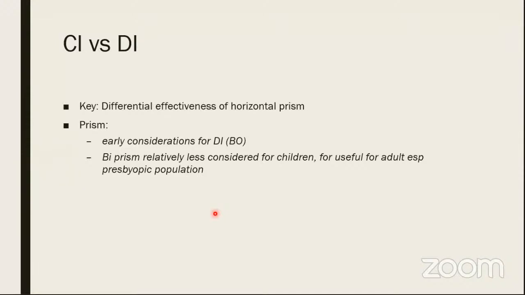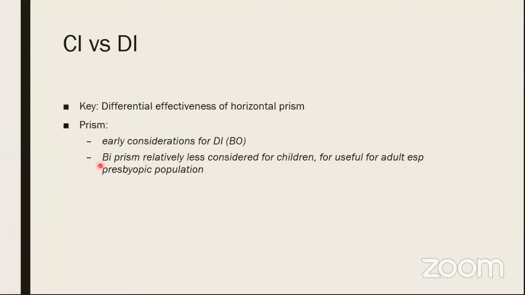The difference between managing convergent insufficiency and divergence insufficiency is the effectiveness of horizontal prism. In divergence insufficiency, the base-in prism would help the patient relieve their symptoms very fast. I'm talking about the difference in management of convergent insufficiency and divergence insufficiency, especially with prisms. So a divergence insufficiency patient would be very much symptomatically better with the prescription of prism itself.